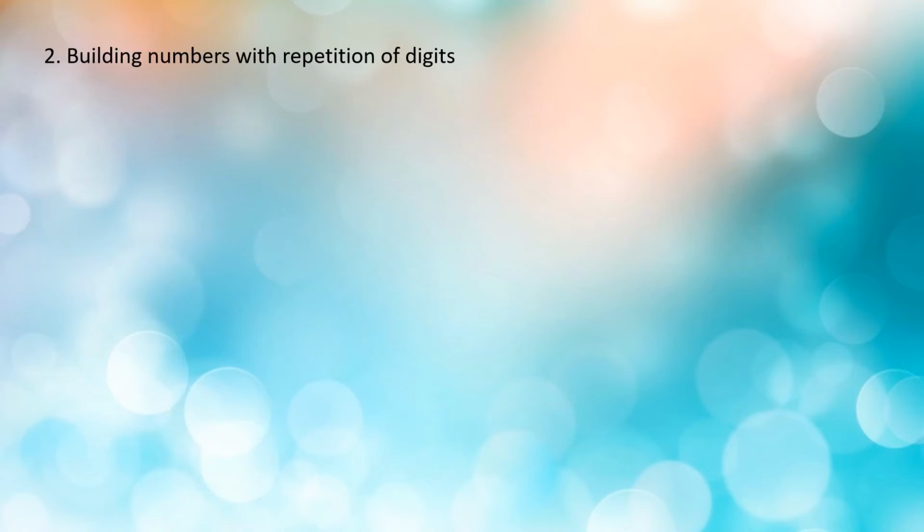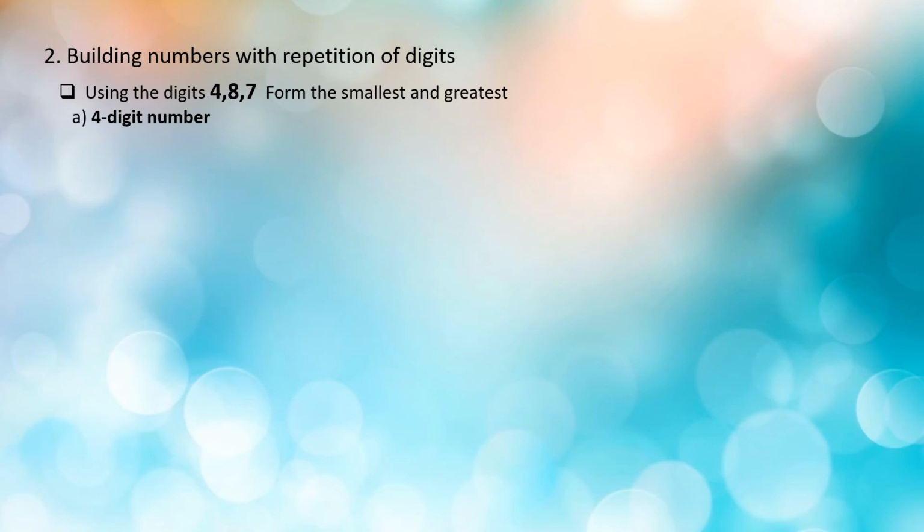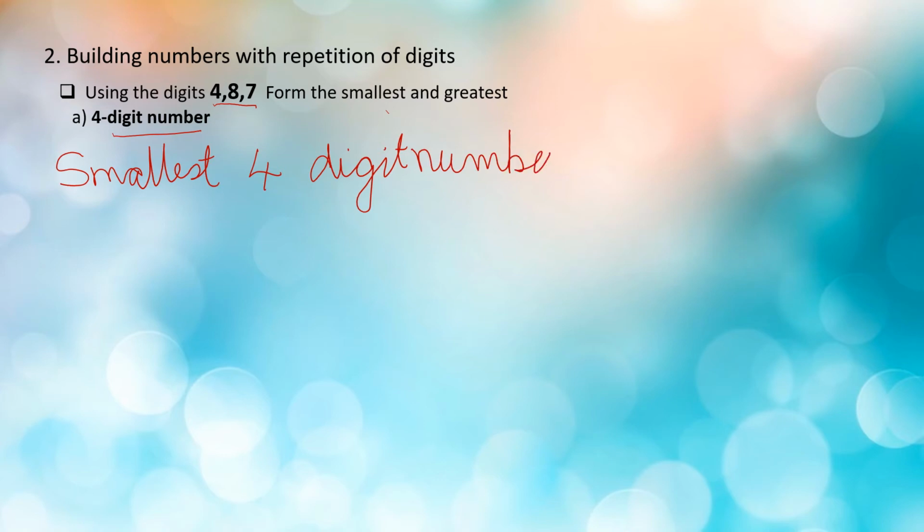Now let us see how to build numbers with repetition of digits. So if you are asked to use these 3 digits and form the smallest and the greatest 4-digit number, how will you be doing it? Yes, in this case, if you are asked to find the smallest 4-digit number by repeating digits, how will you find the smallest 4-digit number?